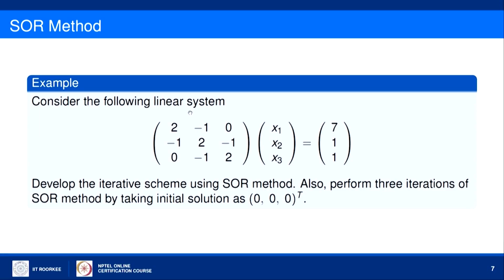For this, let us take this particular example. Consider the linear system with matrix 2 minus 1 0, minus 1 2 minus 1, 0 minus 1 2.